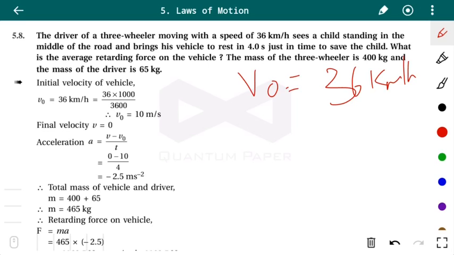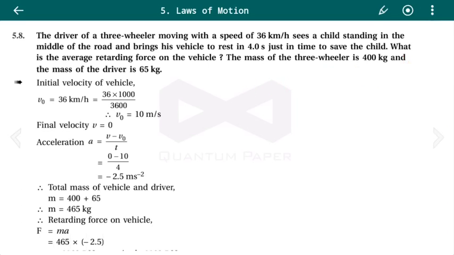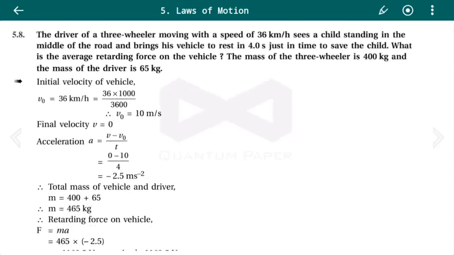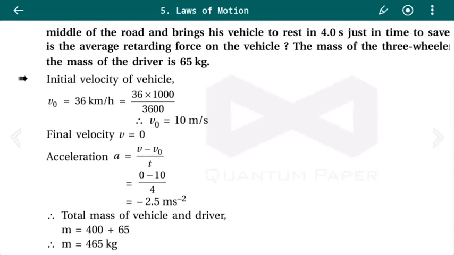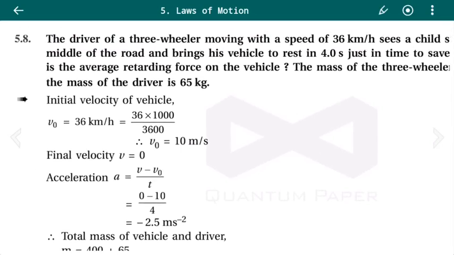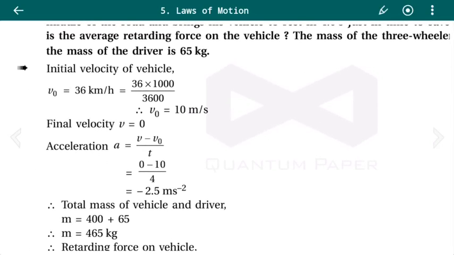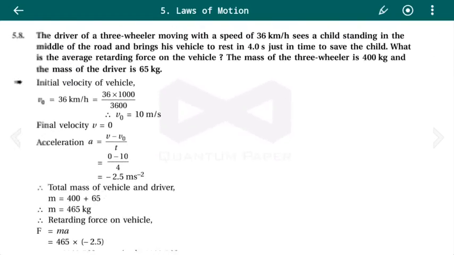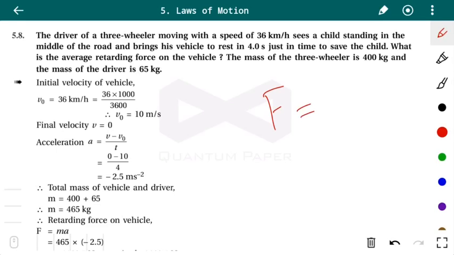When we convert that into meter per second, we can write 36 into 1000 upon 3600, that is 10 meter per second. So initial speed or initial velocity is 10 meter per second. Final velocity is 0 because he tends to stop the vehicle. So the vehicle comes to rest, so its final velocity is 0. Time taken is 4 seconds. What is the average retarding force on the vehicle? So we need to find F.